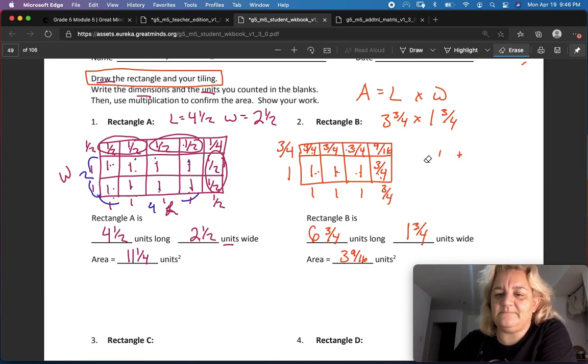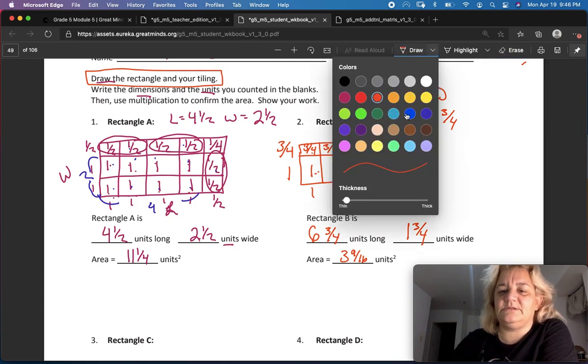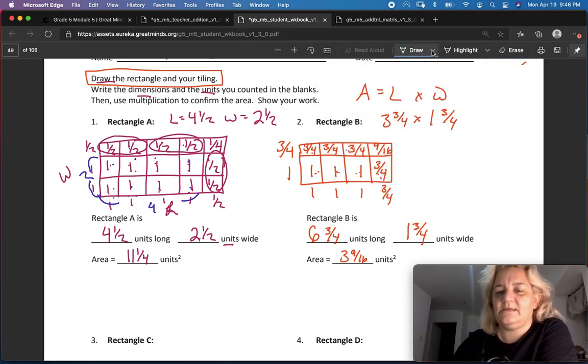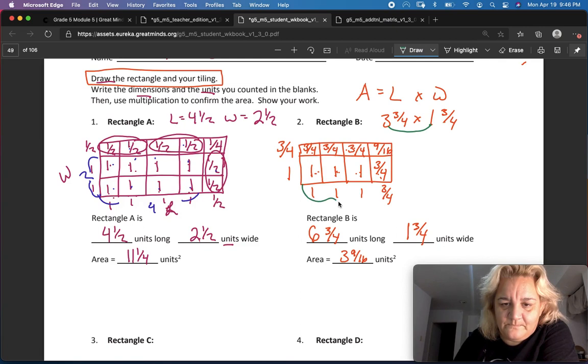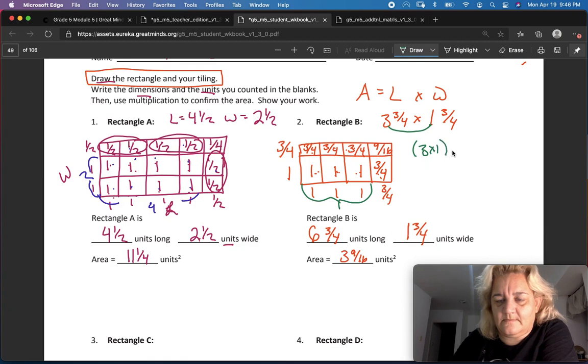And switch to green, I think. Now, if I were using the distributive property, I would do 3 times 1. Look at this. I would do 3 times 1. And then I would do 3 times 3/4, which would be these 3 times 3/4, right?